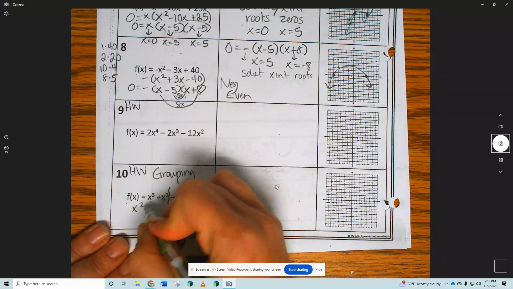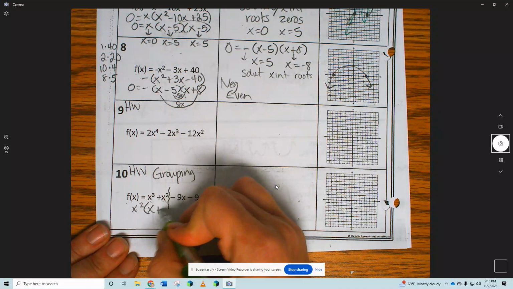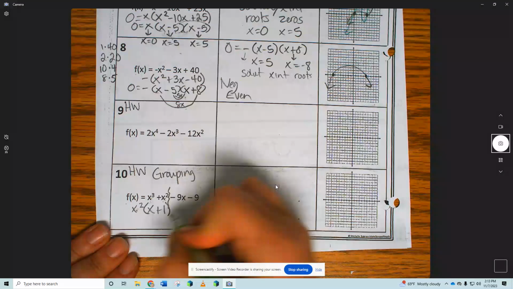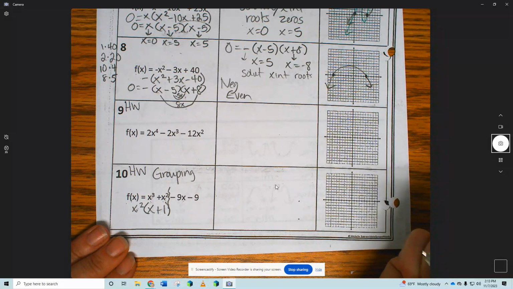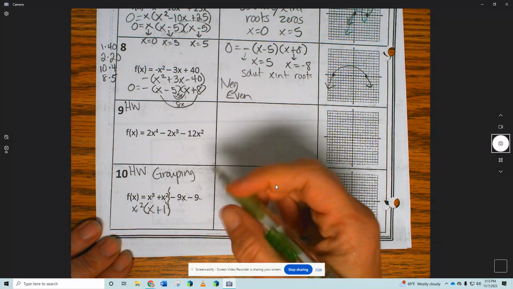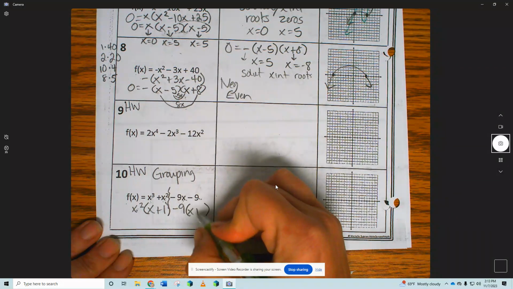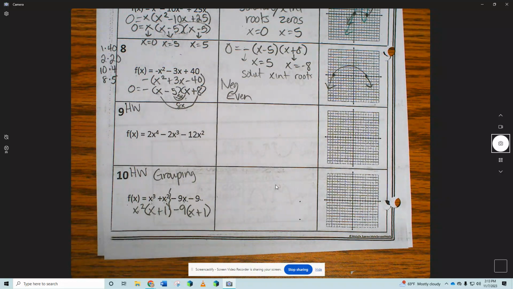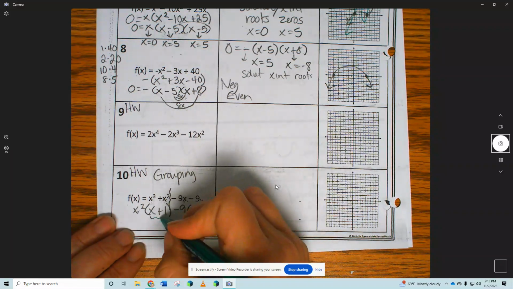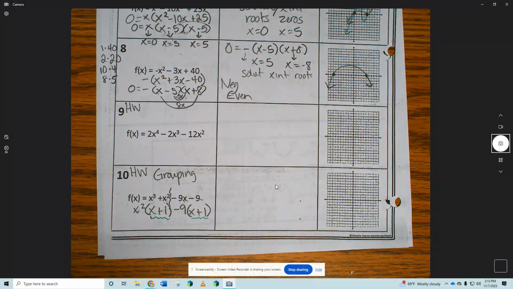X plus 1, x squared. Look at the last two. What can you take out? A 9, and take out the negative, please. X plus 1. The sign changed. Oh, these are the same. You're going to have to finish 10 on your own, and plot the points and all.